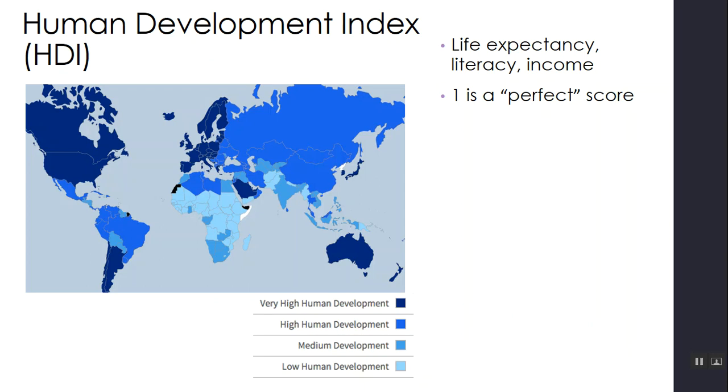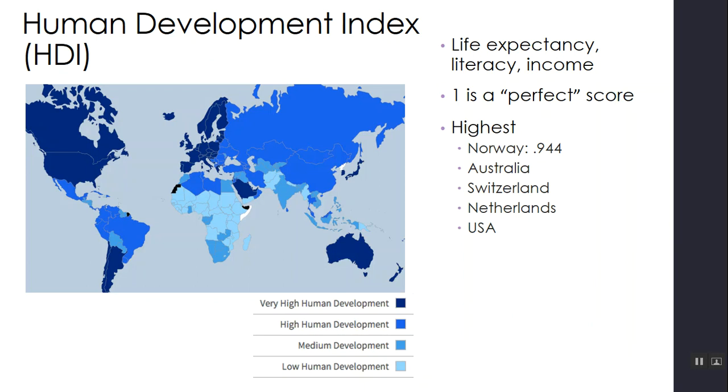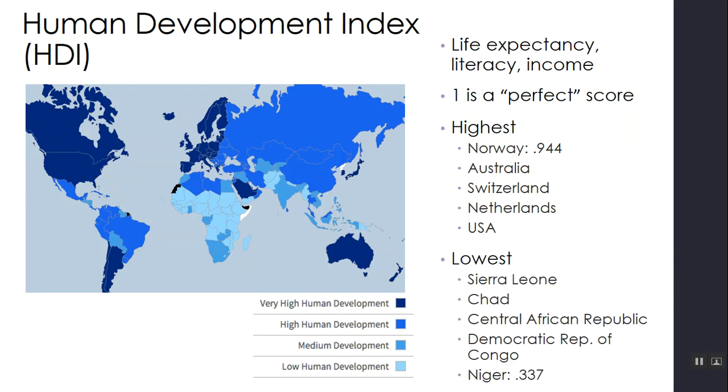You can see here on the map, Europe, Australia, Argentina, Chile have very high human development, as opposed to a lot of sub-Saharan Africa, very low human development, parts of Asia. The highest is Norway at 0.944, followed by Australia, Switzerland, the Netherlands, and the United States. Generally speaking, those who have the highest development scores have a lot of social programs in place to help people with things like life expectancy, literacy, and income.